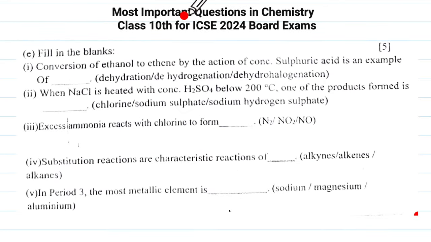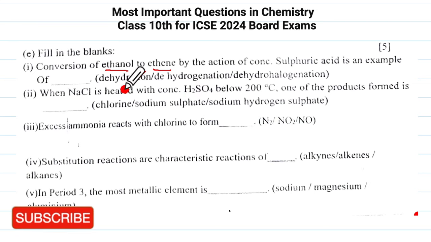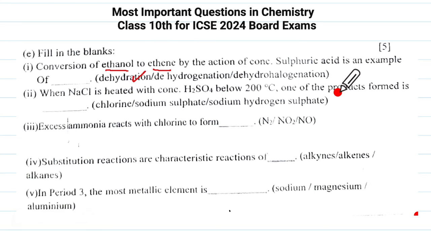Another one of the most important questions in chemistry for the ICSE 2024 board exam is fill in the blanks. It's an easy one, but yet it's an important question. Let's look at one of the examples. Conversion of ethanol to ethene, which I've solved in the earlier part of this video. Ethanol to ethene, that H and OH is going to be removed, so it is the example of dehydration. When NaCl is heated with conc. H2SO4 below 200 degrees C, I will get NaHSO4 and HCl. This is the lab preparation of hydrogen chloride. The product formed is sodium hydrogen sulfate.